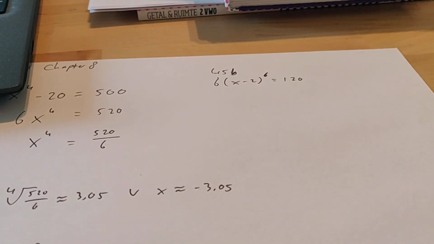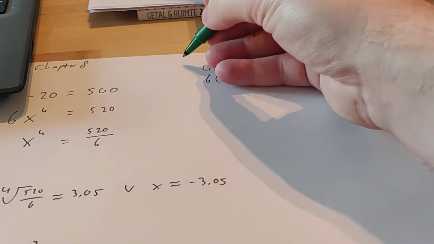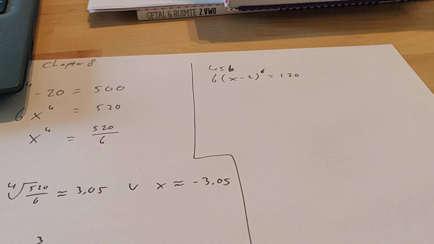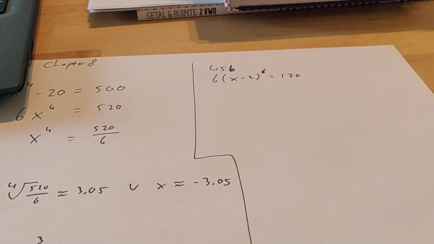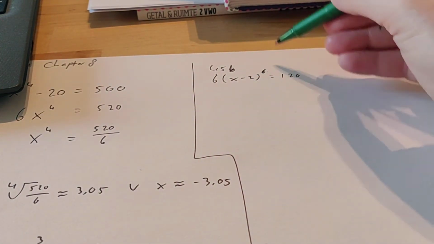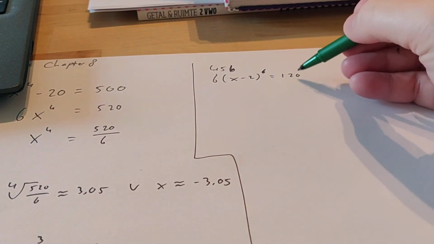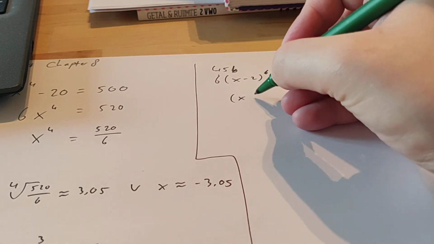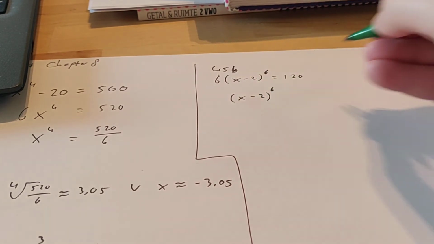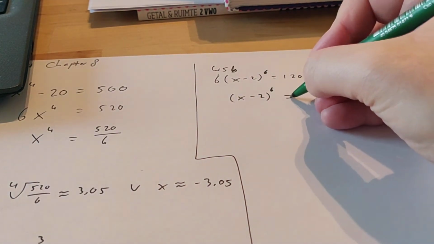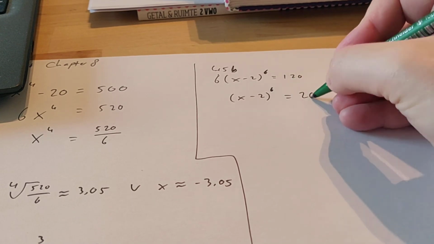I wrote down 45b here. So let me show you how to work that out. Because here we see in brackets x minus 2, and then that to the power of 6, and then times 6 to get 120. So the first thing we'll do is divide everything by 6. So then here we have x minus 2 to the power of 6. And then here if you divide this by 6, you get 20.